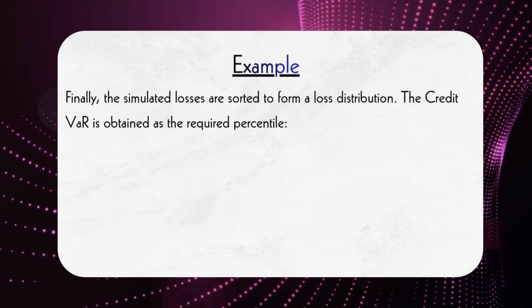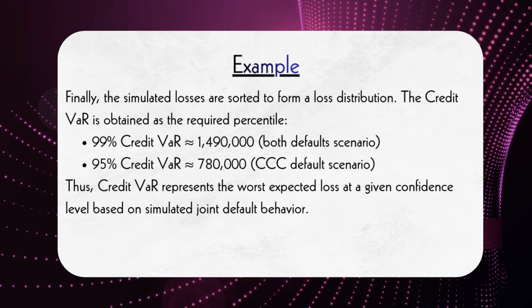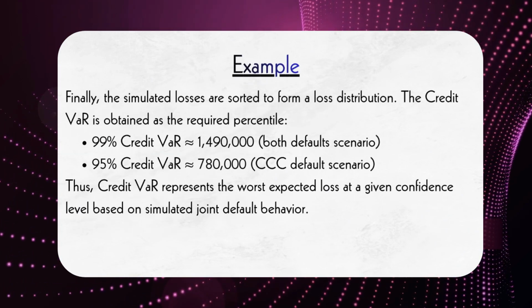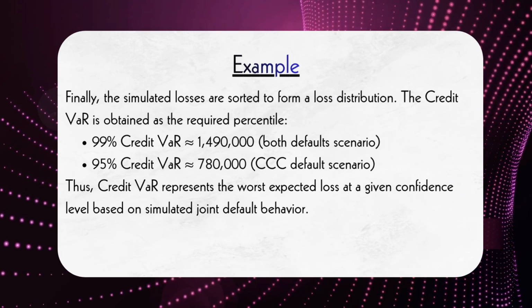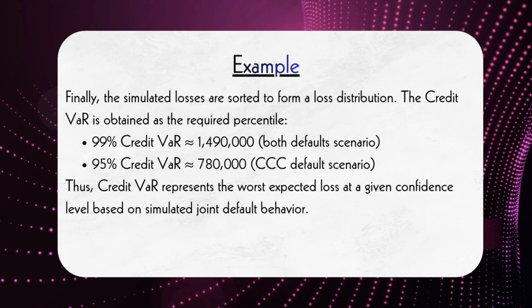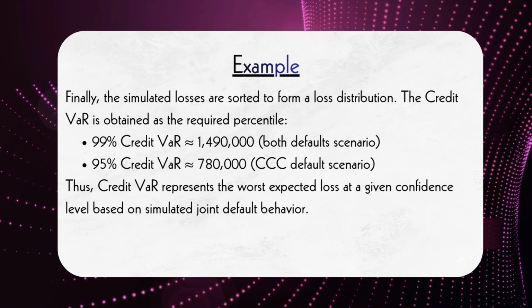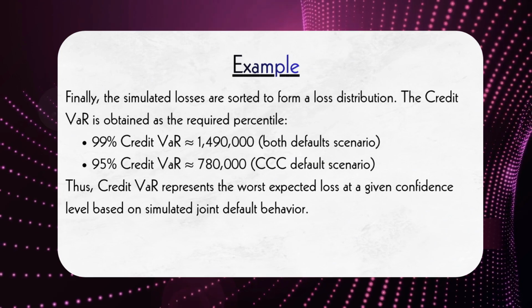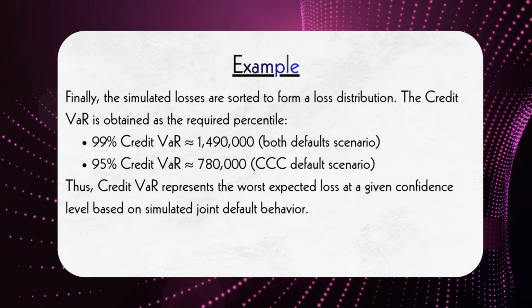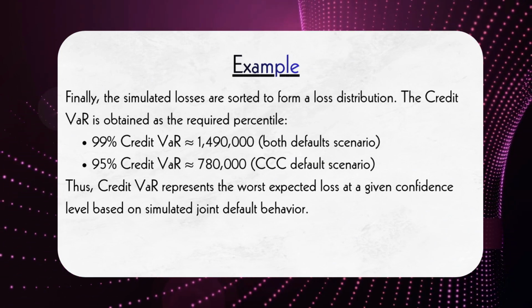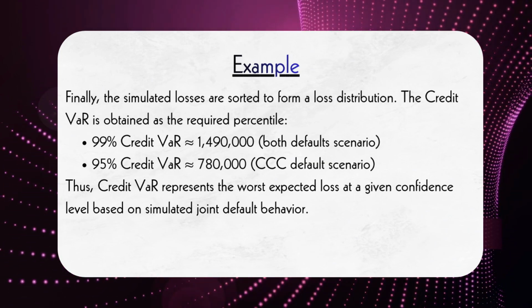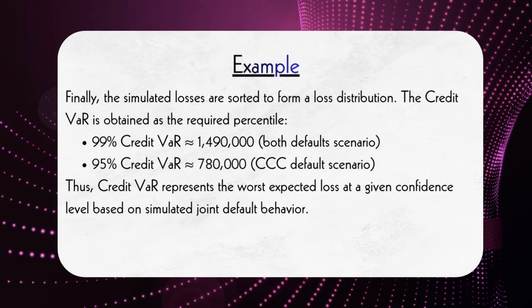Finally, we sort all simulated losses to form a loss distribution. At a 99% confidence level, the credit VaR is approximately 1,490,000, corresponding to the worst-case scenario where both loans default. At a 95% confidence level, the credit VaR is around 780,000, corresponding to the CCC default scenario.